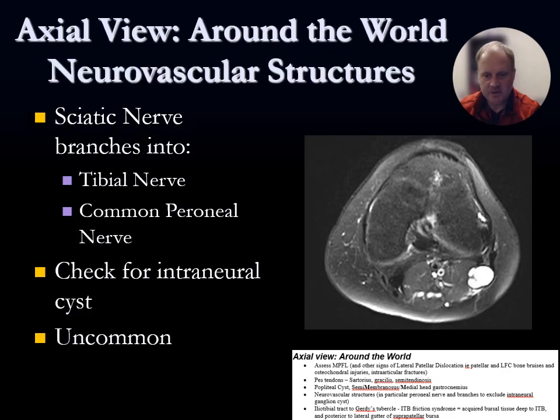Again, here's the sciatic nerve, which subdivides into the tibial nerve and common peroneal nerve. It's very uncommon, but it is quite symptomatic if there is an intramural cyst along the course of that common peroneal nerve. So that would be a reason to look at that structure.